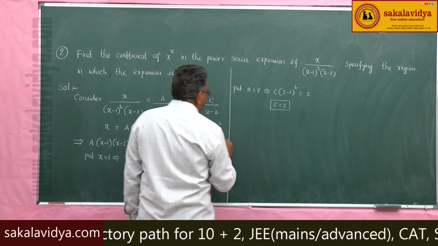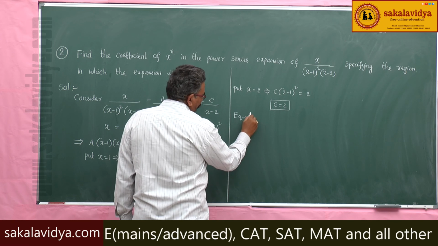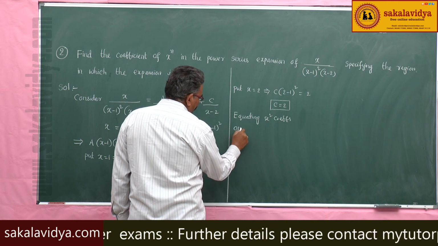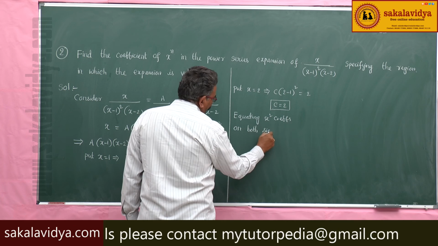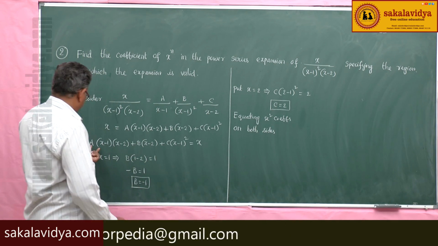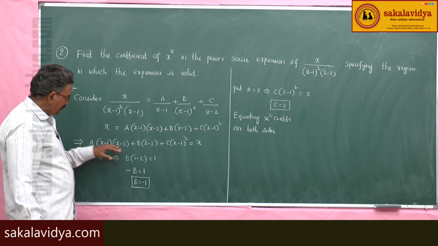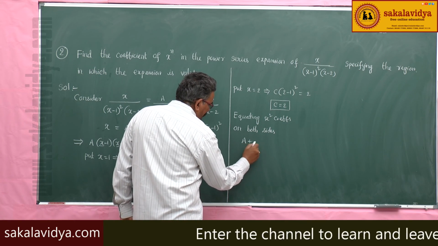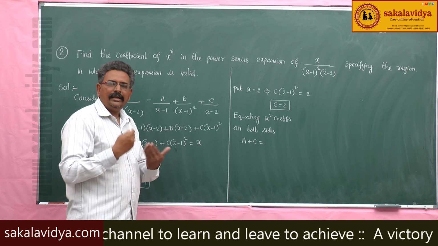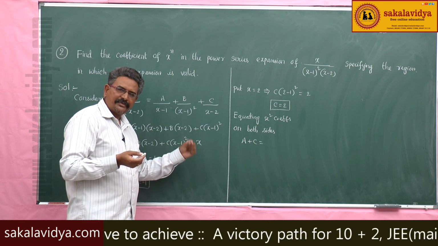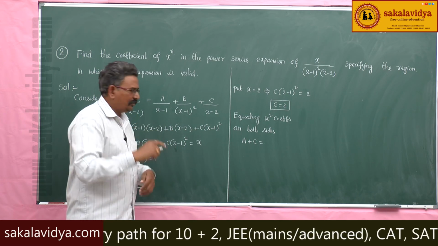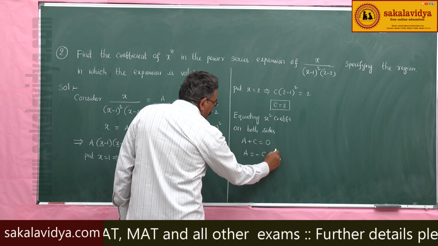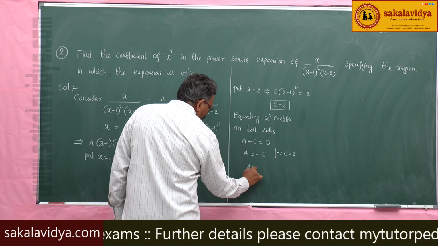Now equating x square coefficients on both sides. Here x into x, x square, a x square, a. Here x square into c, c, a plus c. a plus c is equal to, in the right hand side we don't have any x square term. So that means the x square coefficient is 0. So a plus c is equal to 0. Now we require the a value. a equals minus c. Since c equals 2, this will be minus 2. a equals minus 2.